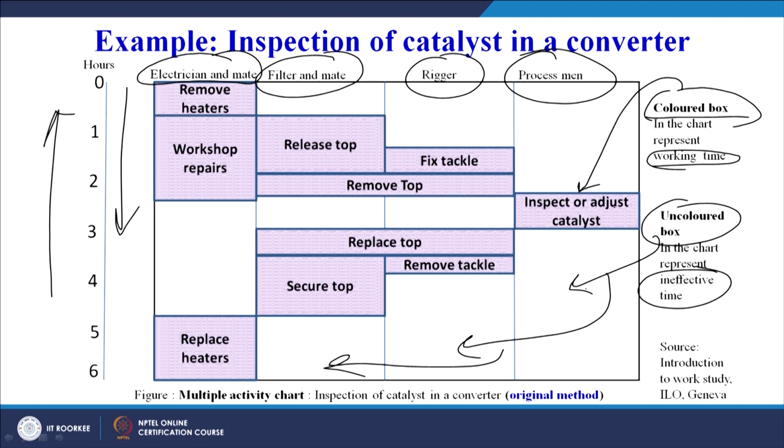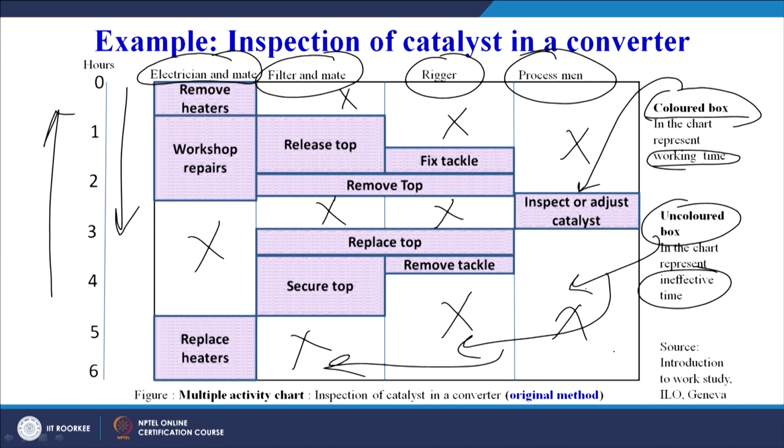So here the job is inspection of catalyst in a converter, and it is done on a time scale. Now we can see that there is lot of idle time for all the men. So can we try to somehow understand the nitty-gritties of the process and try to do some of the things simultaneously, so that we are able to save some time. So we can see that electrician and mate are also free from maybe 2.5 to 4.5 for some period of time. The electrician and mate are free.